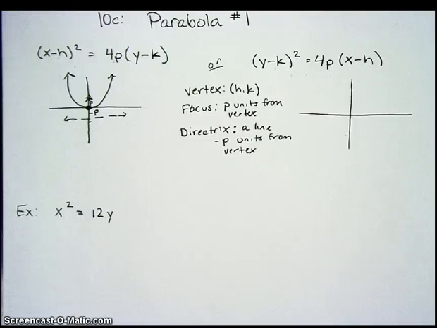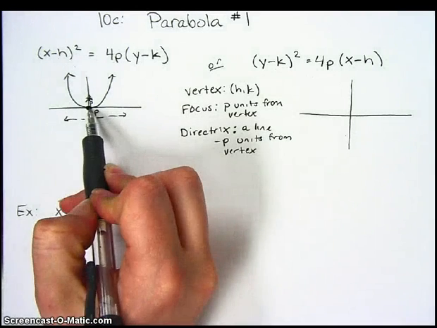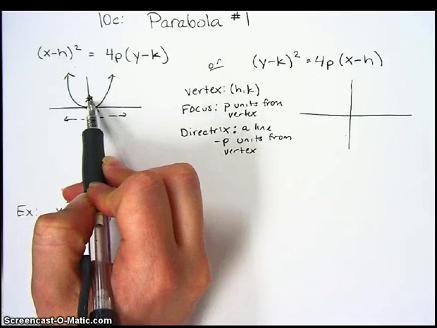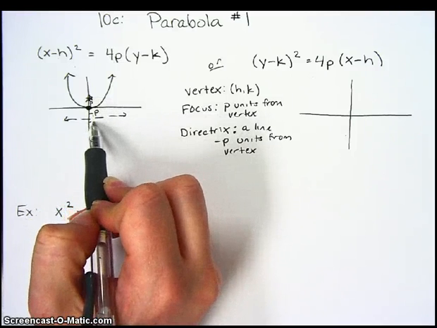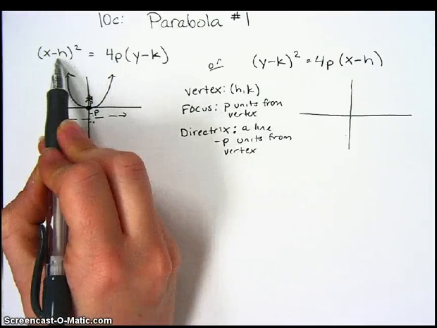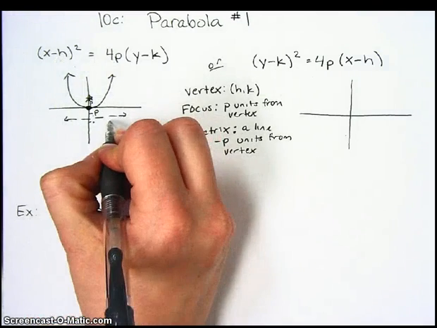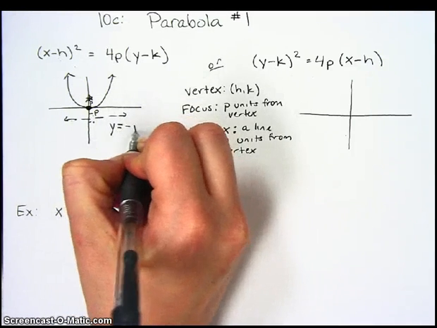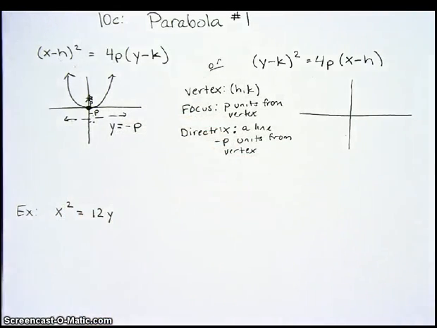So, again, you've got your vertex. Your focus is p units away from your vertex. Your directrix is negative p units away from your vertex. When x is squared, you'll write the equation of your directrix. Here, because this is a horizontal line, it'll be y equals negative p. That'll be the equation.